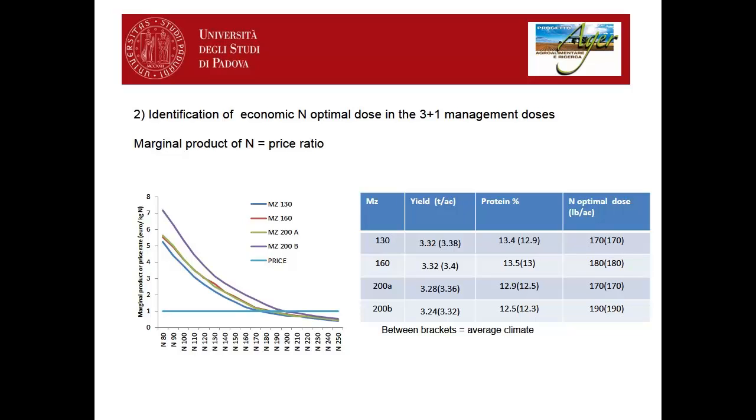So what we did then was optimize the nitrogen rate in a way that we consider the marginal product of nitrogen, and that was put equal to the price ratio. This is a typical way to optimize nitrogen application. So our criteria was based on economic profit. Here you can see the different zones. This is the yield we predicted, the protein that was predicted, sorry, and the nitrogen optimal doses.